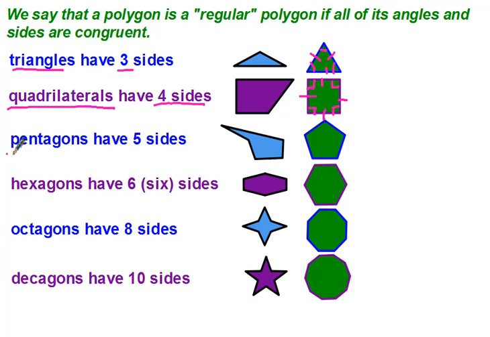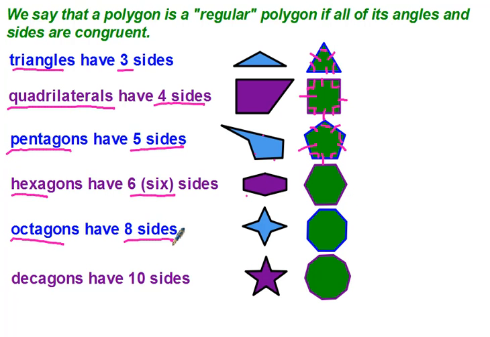right angles. A pentagon has five sides, so 1, 2, 3, 4, 5 is a five-sided polygon. Here's your regular one with the equivalent congruent sides, and all of the angles would also be congruent. Hexagons have six sides. This is a hexagon, so is this. This would be your regular one because all of your angles and sides are equivalent.